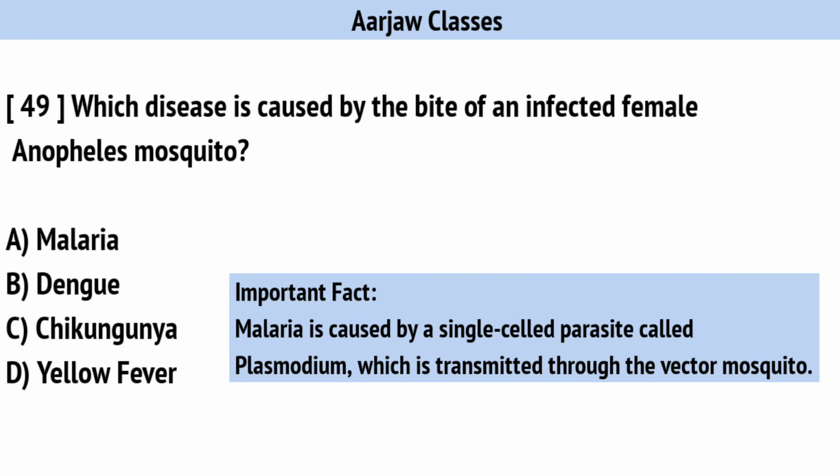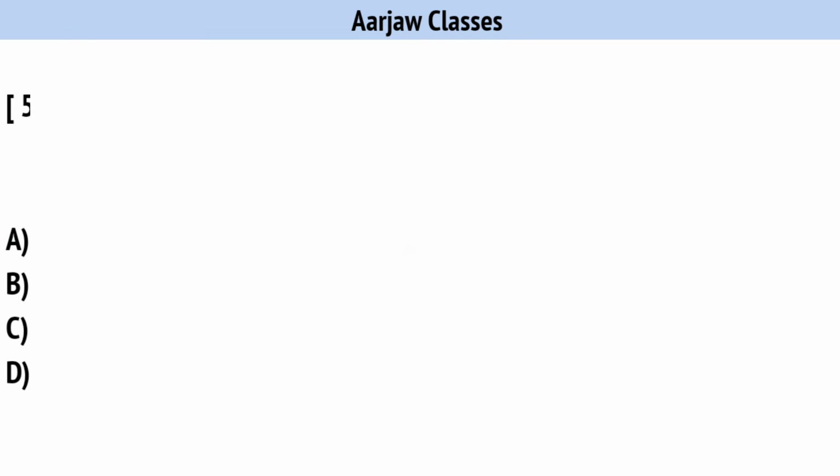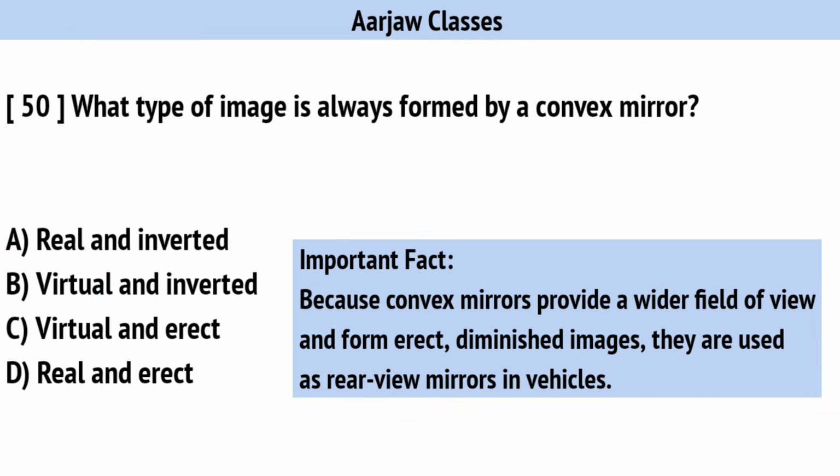Which disease is caused by the bite of an infected female Anopheles mosquito? Right option is A. Malaria. What type of image is always formed by a convex mirror? Correct option is C. Virtual and erect.